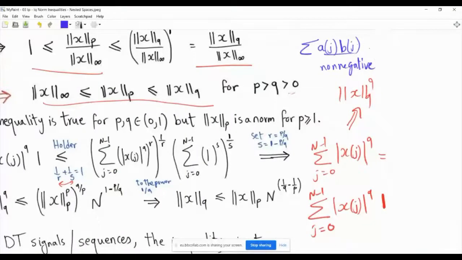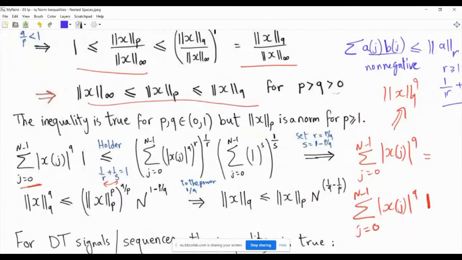the sum is less than or equal to the LR norm of vector a times the LS norm of vector b, and again, these two norms are not arbitrary. We need to choose r greater than or equal to 1, s greater than or equal to 1, and 1 over r plus 1 over s should be equal to 1. We'll apply it here. Holder inequality is what is needed to prove the other inequality.